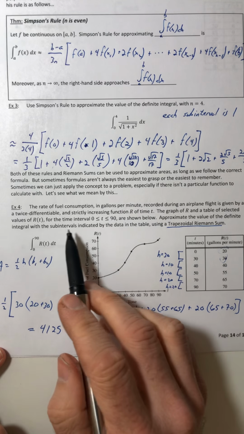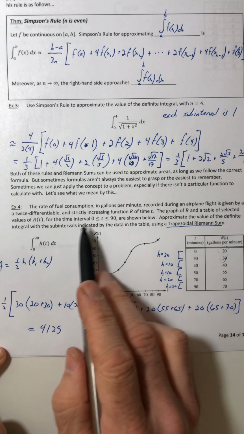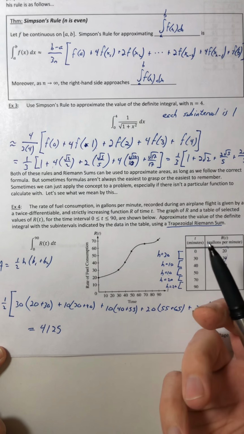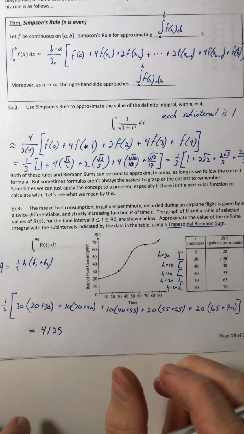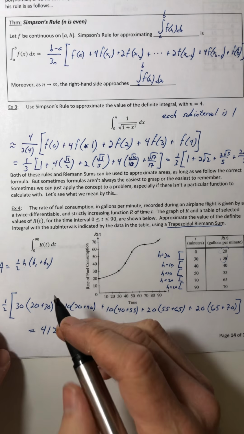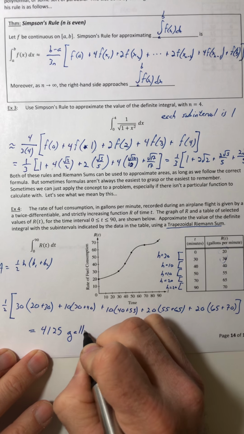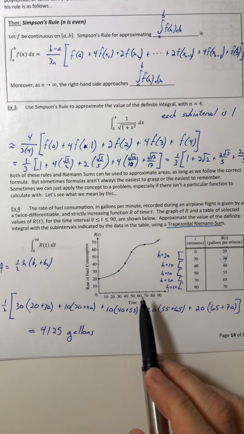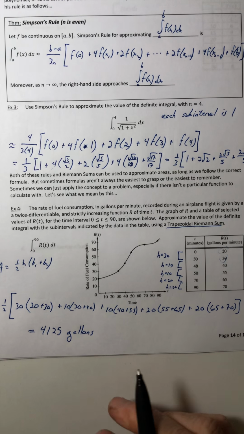Now there are units in the problem. The units given were gallons per minute, so that's what you're integrating. Gallons per minute is a rate, or velocity. When you integrate velocity, you get the position, or a distance, or a total. So it's 4,125 gallons. Basically, when you integrate a rate, the time unit comes off.